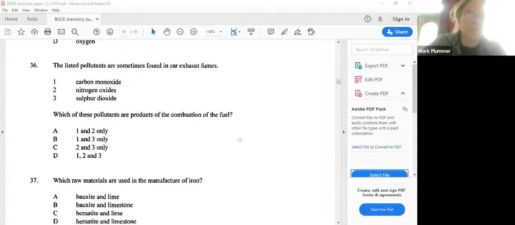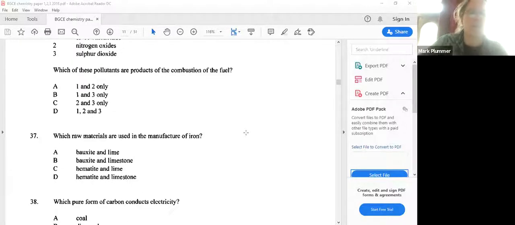Number 37, which raw materials are used in the manufacture of iron? Okay, so what are we looking at here? So iron. You need to be, again, looking at your processes. There's two you can get rid of straight away. Which is the ore for iron? It's not bauxite, so you can get rid of A and B straight away. That leaves you with a choice between C and D. Don't really use lime. Lime could be seen as a fruit. It's not precise enough. So the answer to number 37 is D, hematite and limestone in the blast furnace.